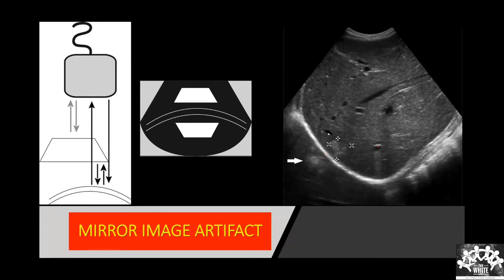I think everyone understood. This structure is responsible for this two-time reflection and coming back. So that is detected as a separate lesion in the lung, but it's not exactly a lesion. It's just a mirror image artifact. This is what we call mirror image artifact, similar to a reverberation.